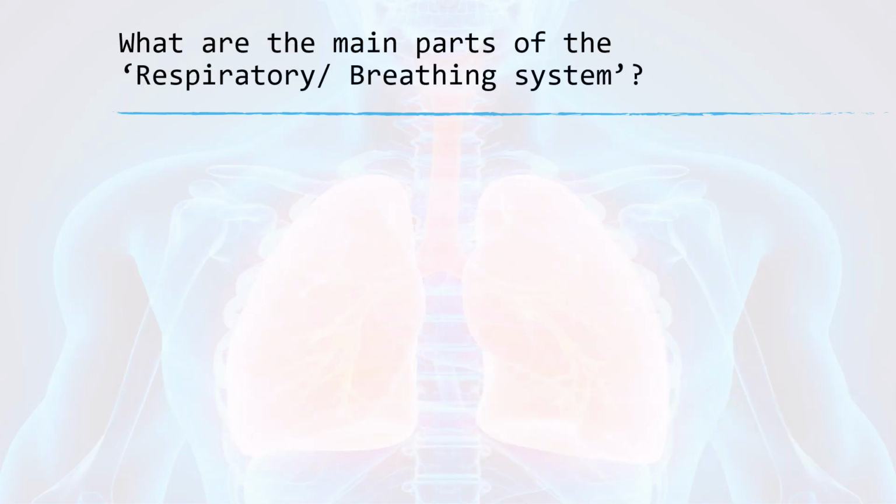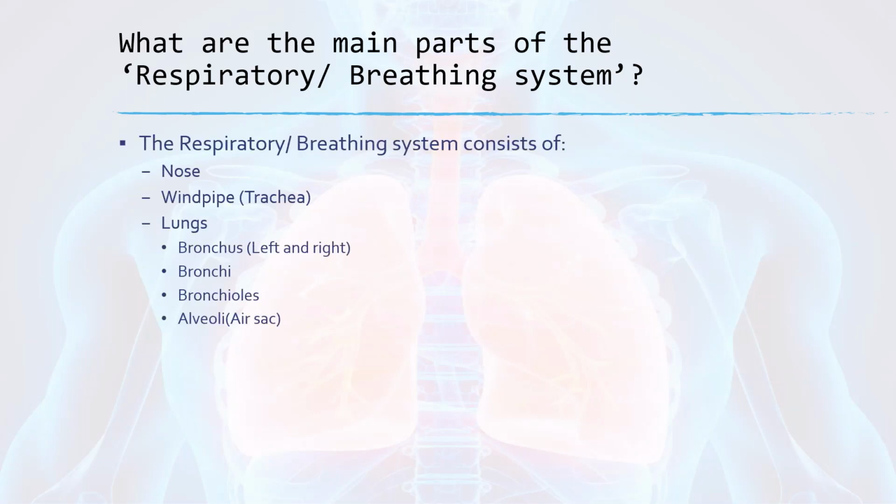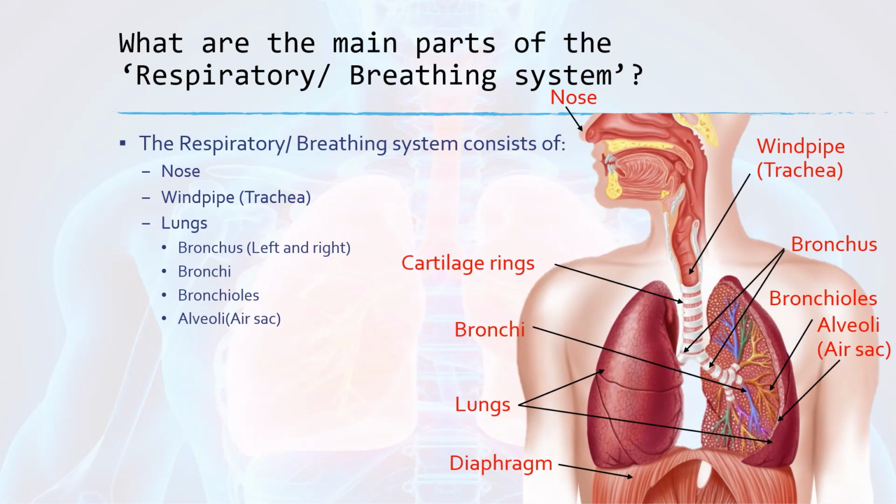What are the main parts of the respiratory or breathing system? The respiratory or breathing system consists of the nose, which we breathe through, the windpipe or trachea, and the lungs. We have the left lung and the right lung. Within the lung, we have the left and right bronchus, which lead to their respective lungs. They divide into smaller sections called bronchi and divide further into bronchioles, which end up with an alveoli or air sac.